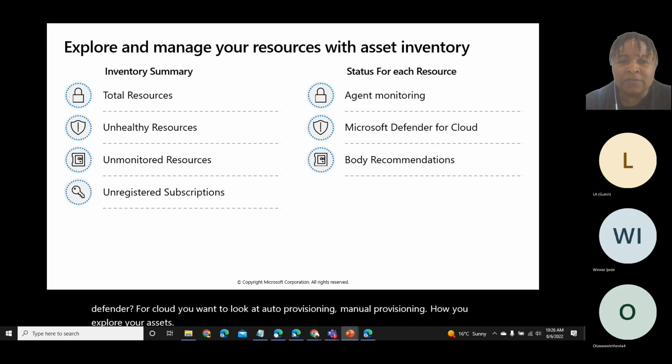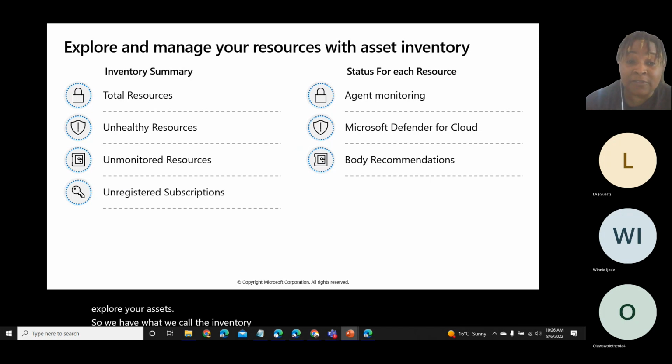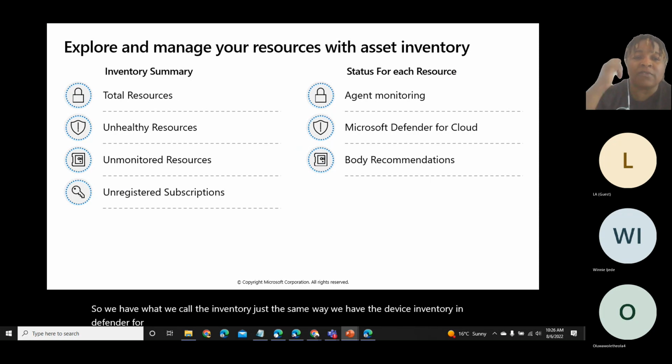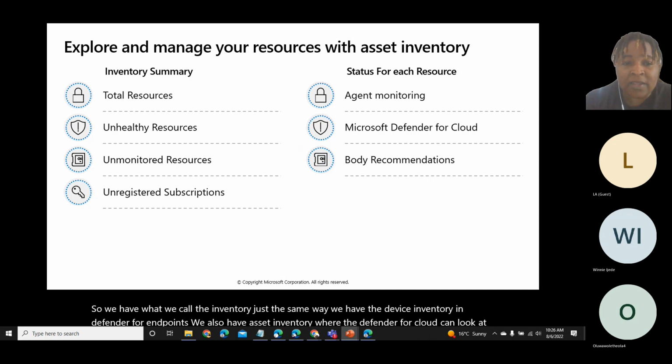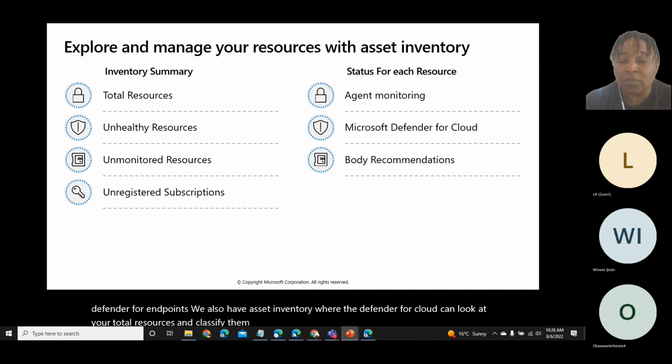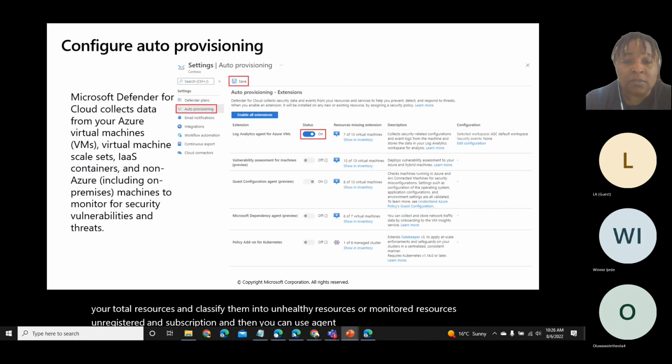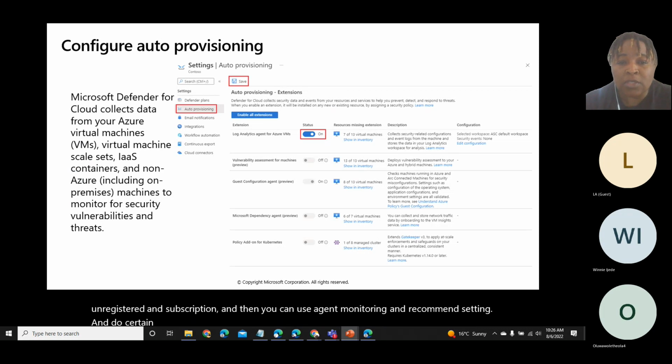So we have what we call the inventory, just the same way we had the device inventory in Defender for Endpoint. We also have asset inventory where the Defender for Cloud can look at your total resources and classify them into unhealthy resources, unmonitored resources, unregistered subscriptions, and then you can use agent monitoring and do certain recommendations. So we have what we call the auto provisioning.